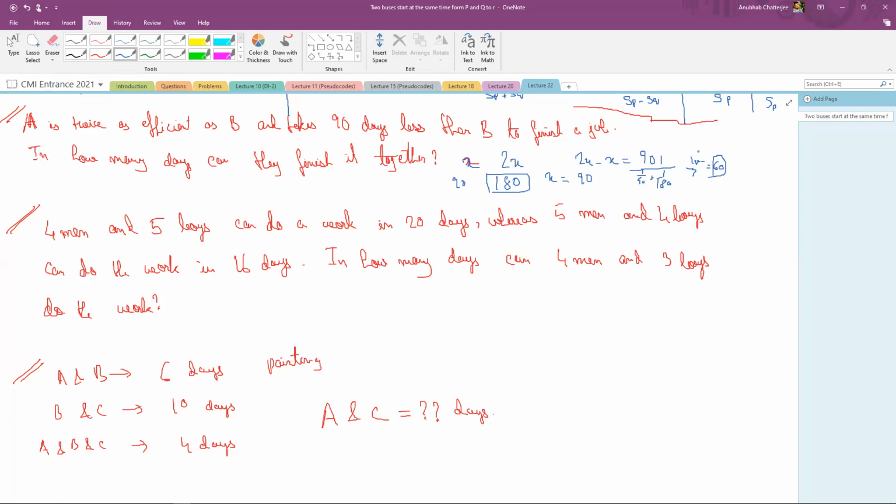Exactly, Anurag. The boys are not doing any work. Have you been doing any work at all? Sure, but according to the question, it doesn't make sense. How can the boys not do any work?